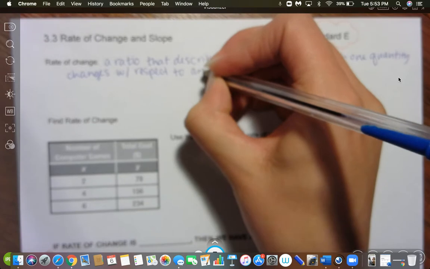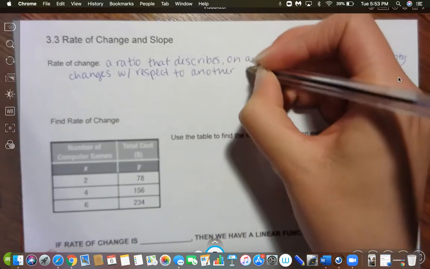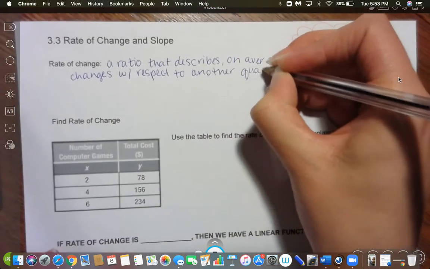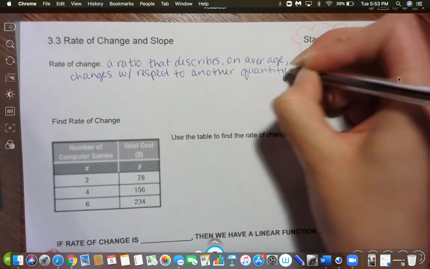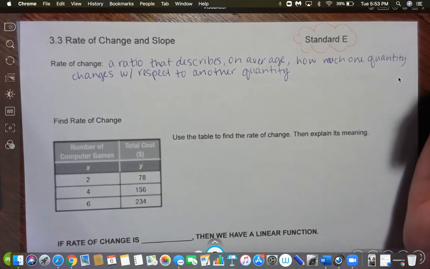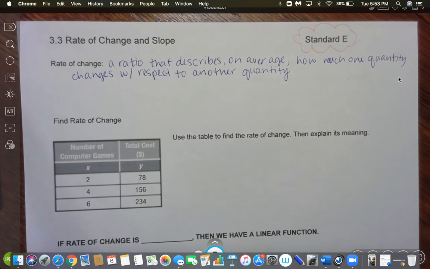So, for example, the number of gallons of gas you can put in your car, the price of your gas will vary depending on how many gallons you're putting in, right? One depends on the other. They'll vary at the same time, okay?